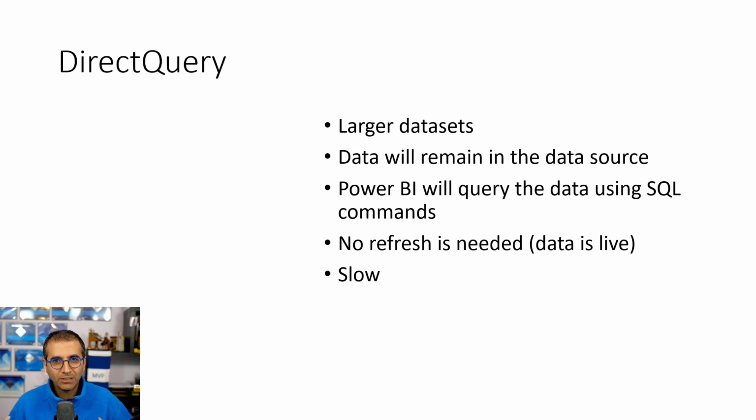On the other hand, we have direct query. If the volume of data is huge, trillions of rows of data and things like that, then creating a copy might not be necessary, might not be possible. You might not have enough space. So what happens in those cases is that we keep the data in the source, so we don't really create a copy.